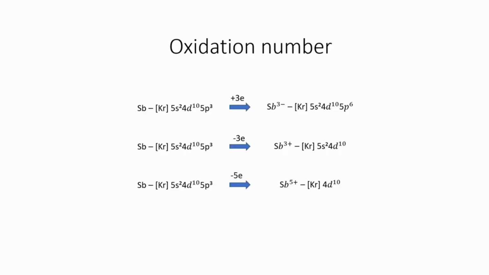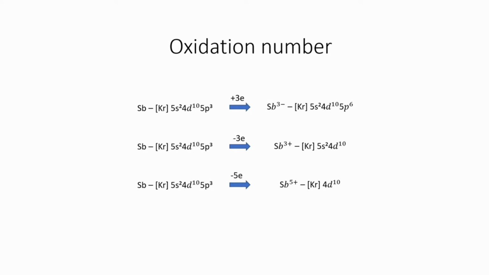Since antimony has 5 valence electrons, it is able to form 3 different stable electron configurations. For the first one, antimony receives 3 electrons to complete its 5p orbital. In this state, antimony has reached a stable octet electron arrangement. Next, antimony releases 3 electrons, removing its 5p electrons.